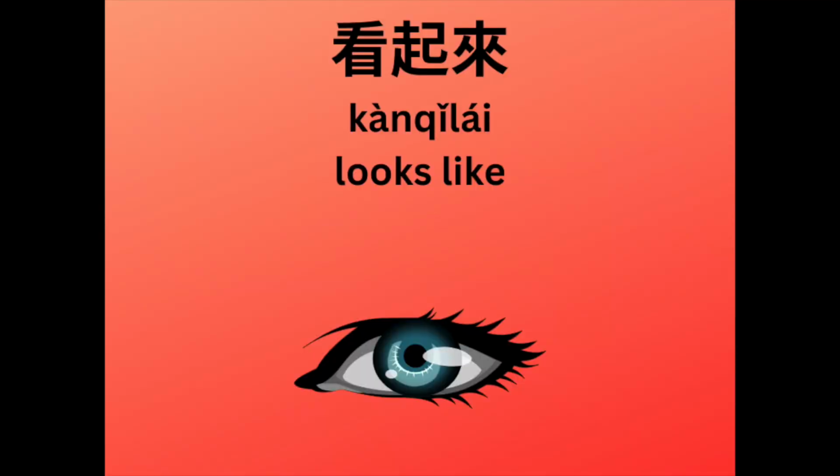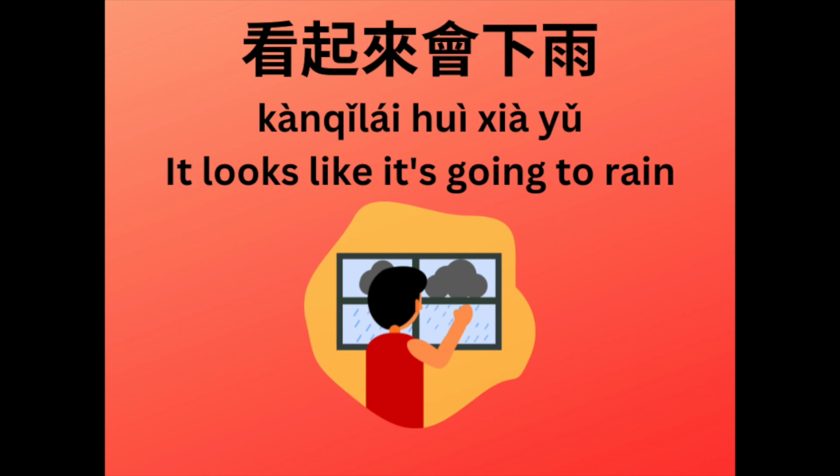Then, to see, to watch, 看. 看起来 means it looks as if. You're looking out the window, dark clouds, you're thinking, it might rain today. 看起来会下雨. It looks as if it's going to rain. 看起来会下雨. Then I have another bonus.